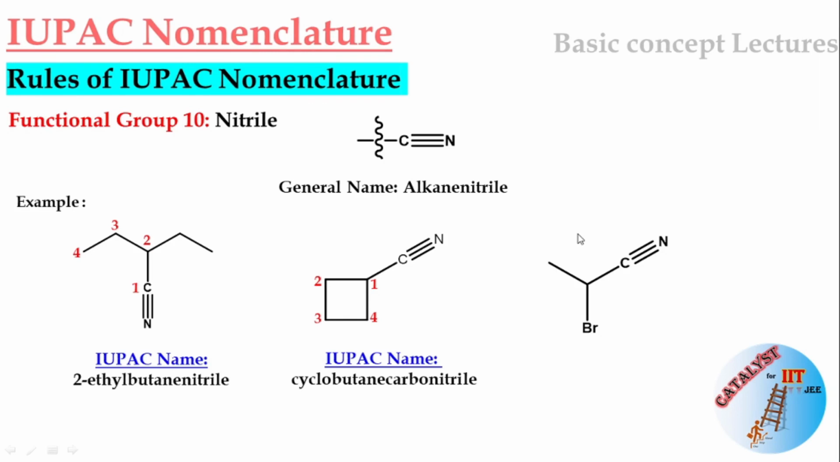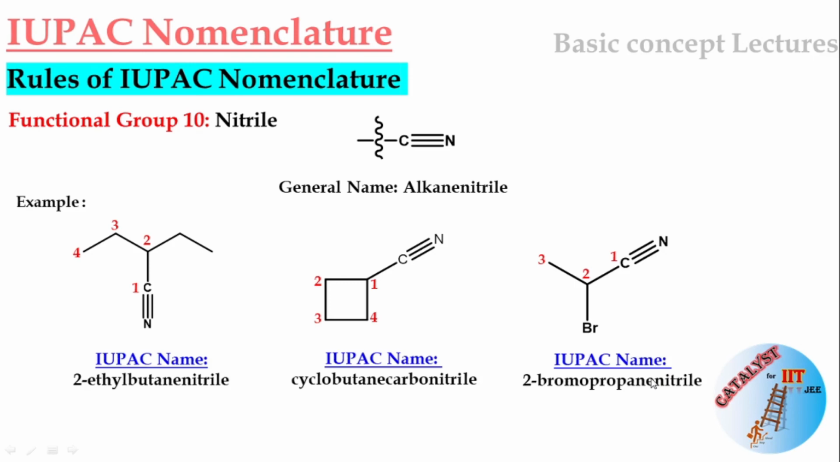structure in which, besides the nitrile, bromine is also present. So from here onward you will start numbering your parent chain, 1, 2 and 3, and on the second position your bromo is present. So the IUPAC name is 2-bromo-propane nitrile.